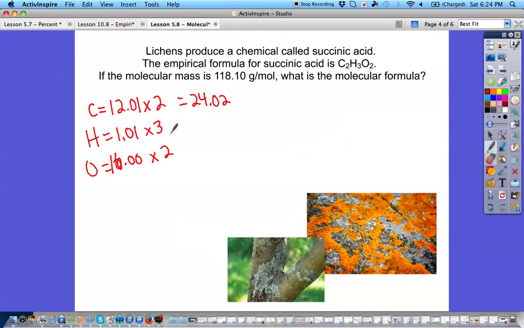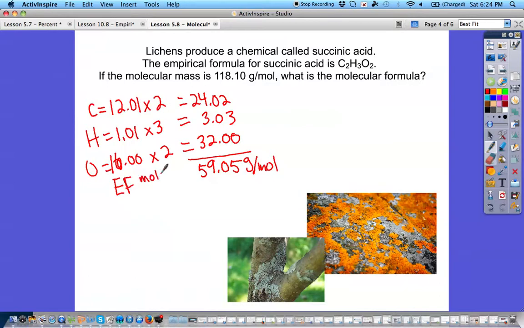So 12.01 times 2 is 24.02. 1.01 times 3 gives us 3.03. And 16 times 2 is 32. Add these together to get our empirical formula molar mass. That's going to be 59.05 grams per mole. And this is our empirical formula molar mass.